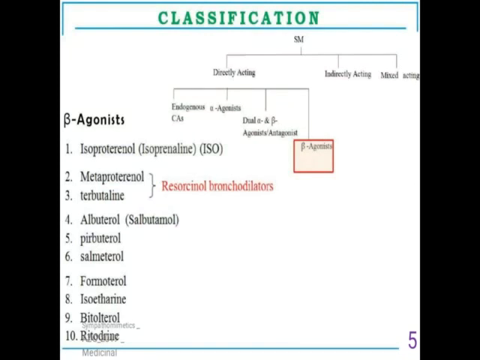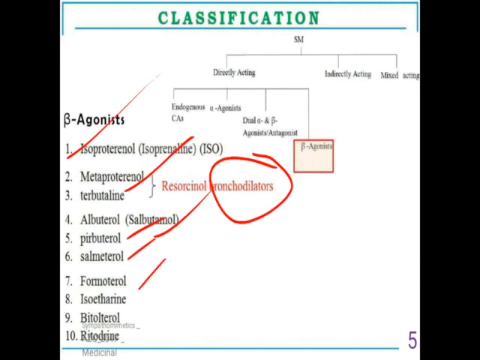The next part is the beta agonist part. Isoproterenol, the synthetic beta agonist, metaproterenol, terbutaline, are generally utilized as bronchodilators. Then albuterol, pirbuterol, salmeterol, formoterol, bitolterol, ritodrine. All these drugs are beta agonists, from isoproterenol to ritodrine. So these drugs come under the beta agonist drugs.